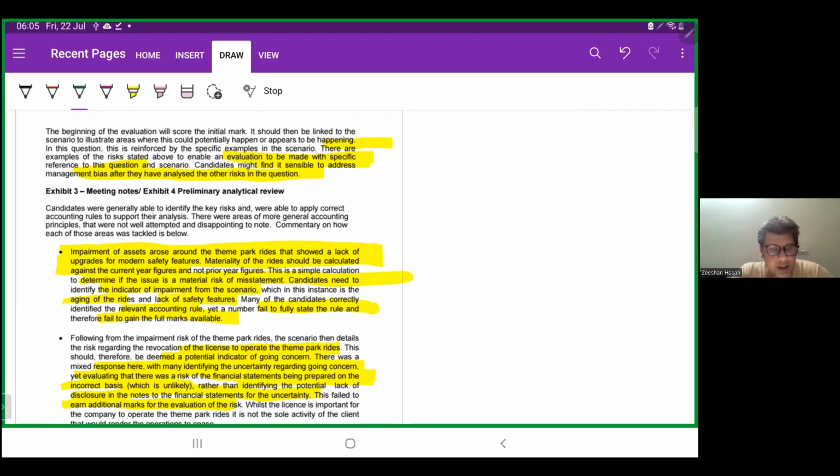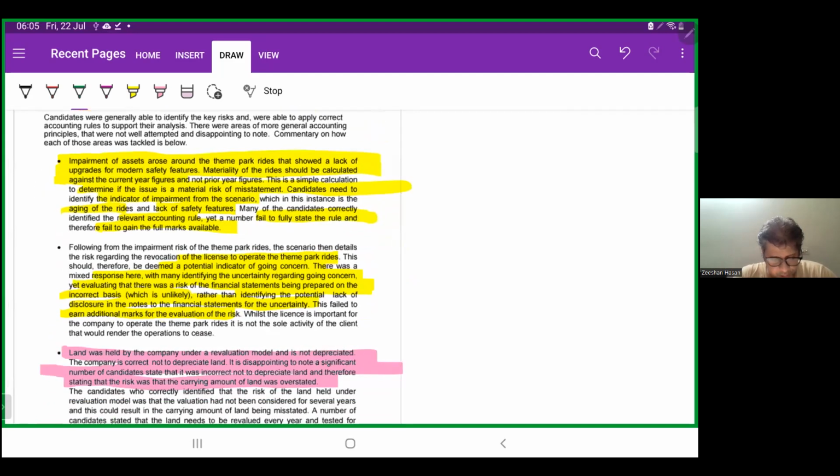If the issue is the material risk of this statement, candidates need to identify indicators of impairment from the scenario. In this instance, it is the aging of the rides and lack of safety features. Many of the candidates correctly identified the relevant accounting rule, yet a number failed to fully state the rule and therefore failed to gain the full mark available.